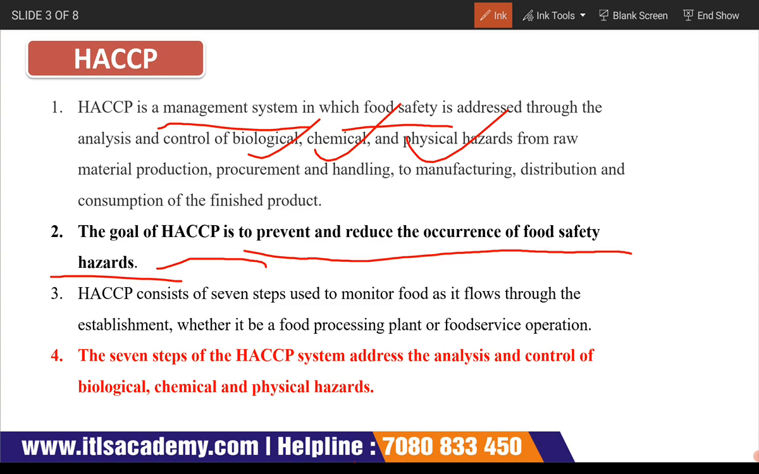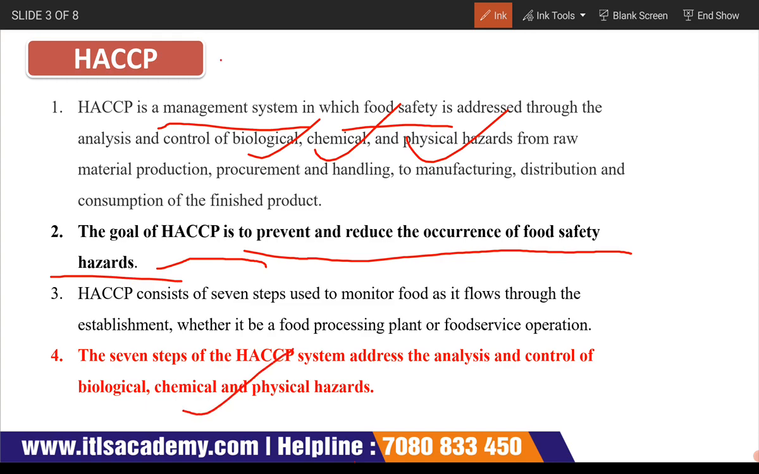So HACCP is again working on this, and you can say that HACCP focuses on preventing the potential problem, as in the hazards, right? Now HACCP consists of 7 steps used to monitor food as it flows through the establishment, whether it is a food processing plant or a food service operation. The 7 steps of the HACCP system address the analysis and control of biological, chemical and physical hazards.